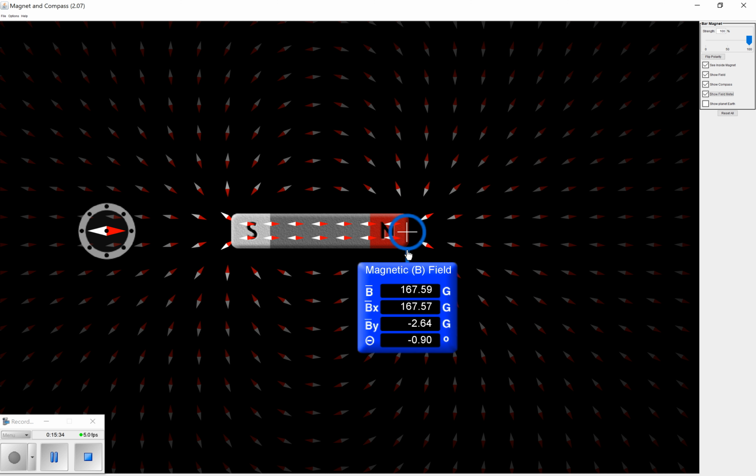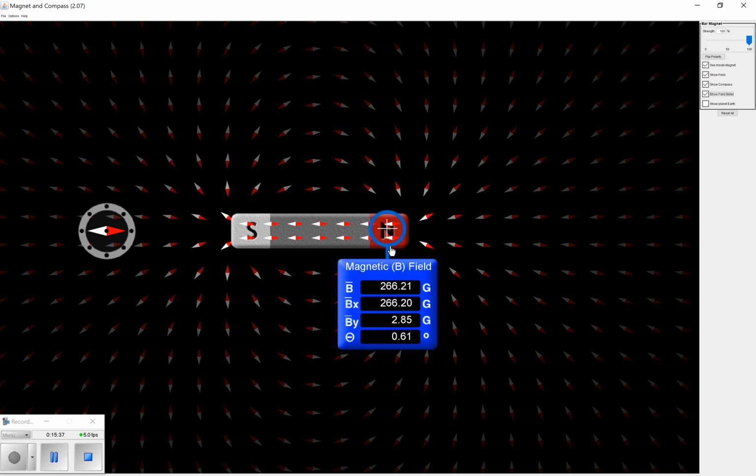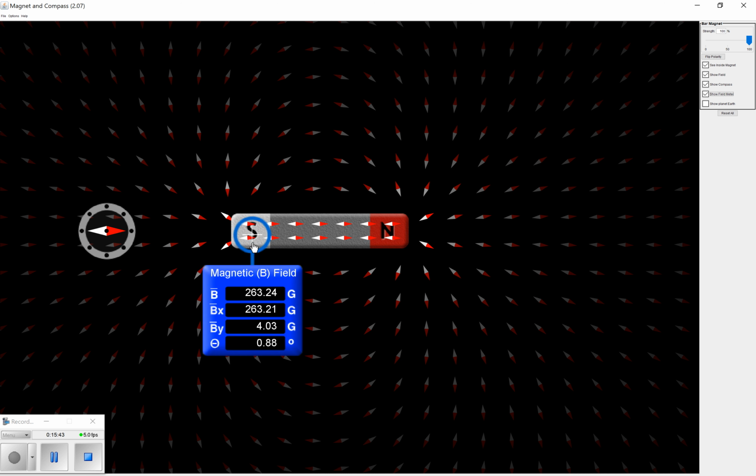And we can even go right on top of the magnet, right on top of the pole, and we get a value of something around 266, let's say. And if we were to go to the other side, we should get about the same thing if I can get it somewhere right in the center there. And we're right around 265. Right about in the center here where the concentration of flux lines would be the greatest.